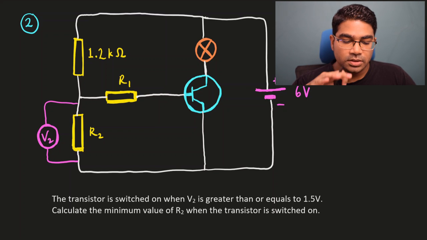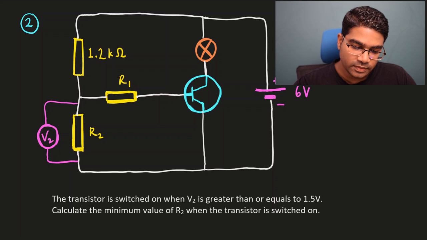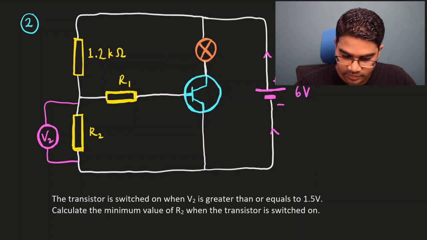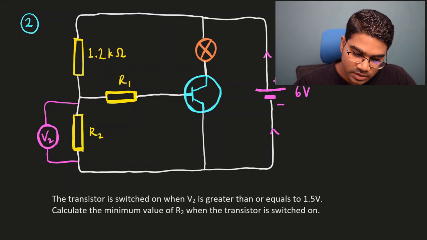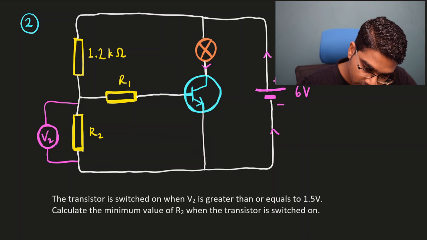Alright. So for this to be a functional circuit, you have to see the flow of current from the dry cell. So the flow of current from the dry cell, it's coming out from the positive terminal and going into the negative terminal, which means the current will be going in here. The arrow in the transistor actually follows the direction of current.